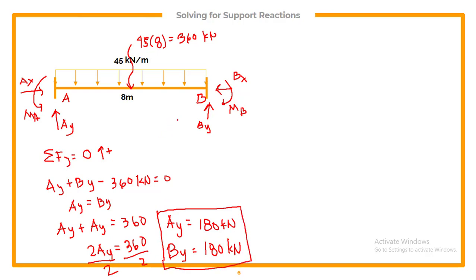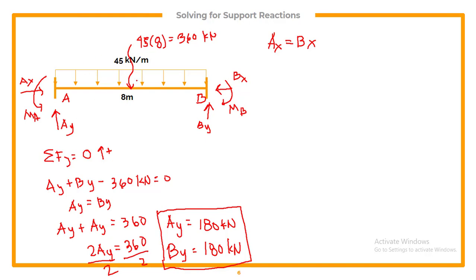How about AX and BX? Here, guys, there is no other horizontal load, so automatically AX is equal to BX, and both are zero since there is no horizontal force. So the horizontal reactions are zero. Then we proceed to the moment.